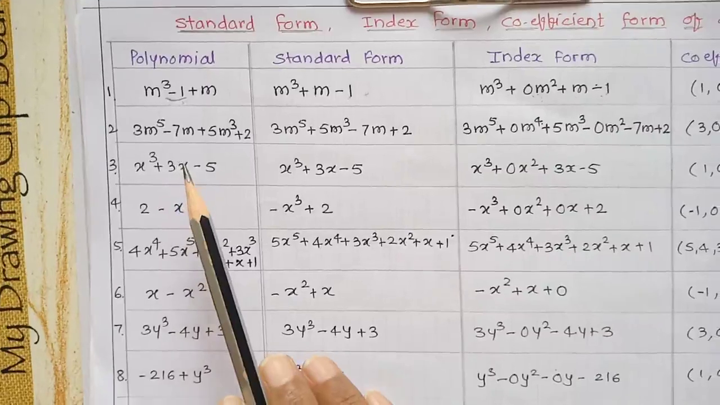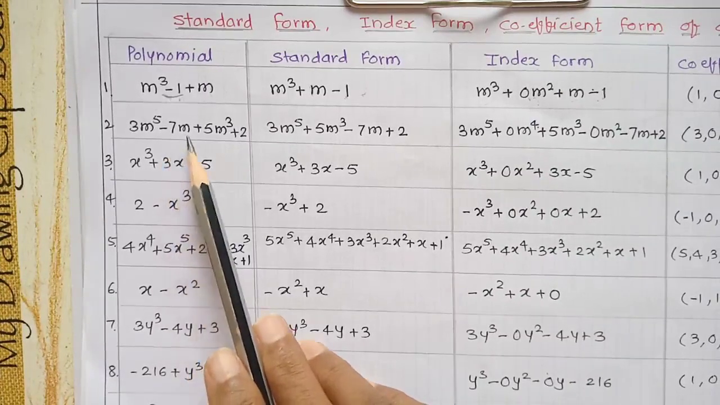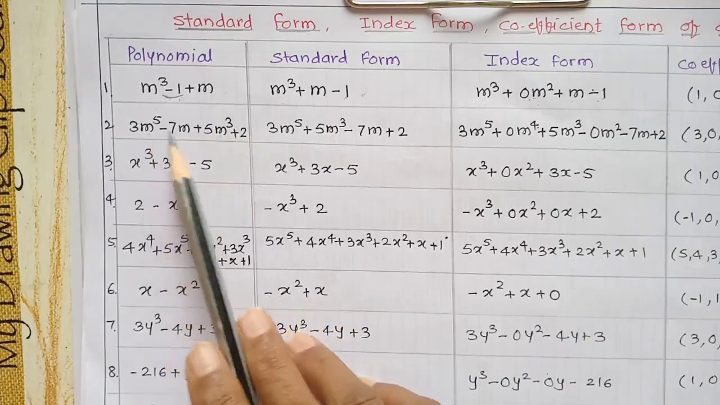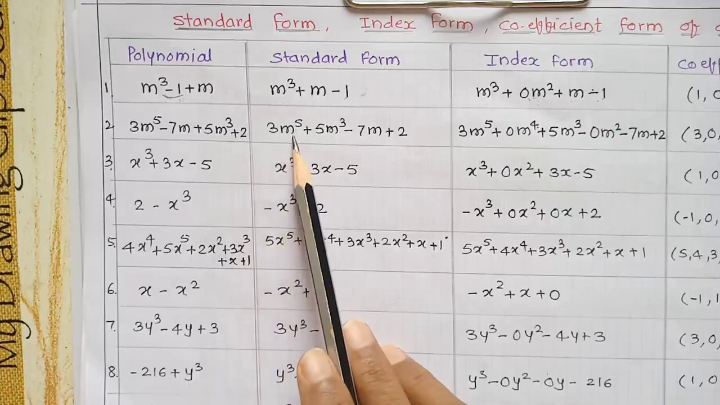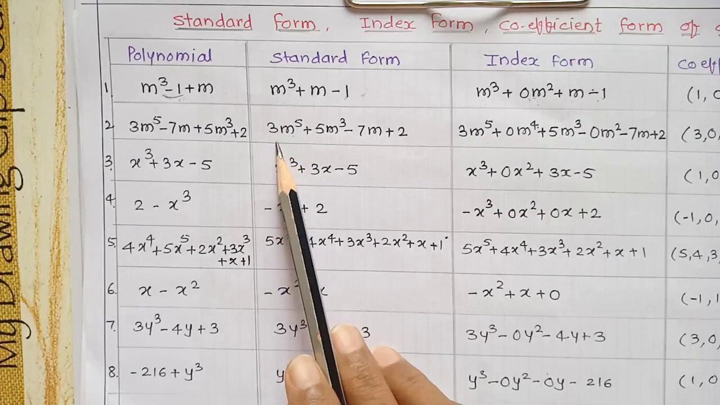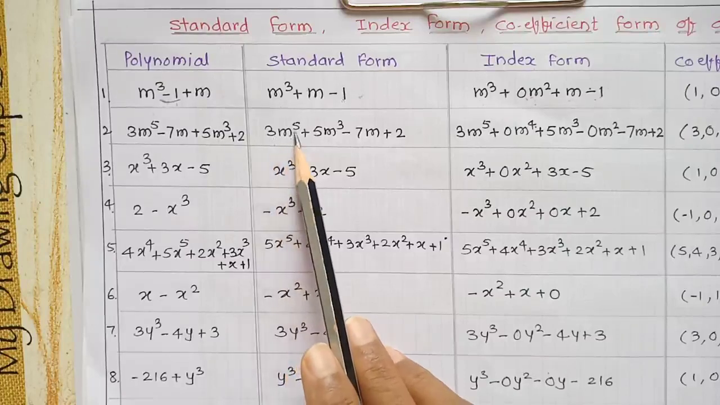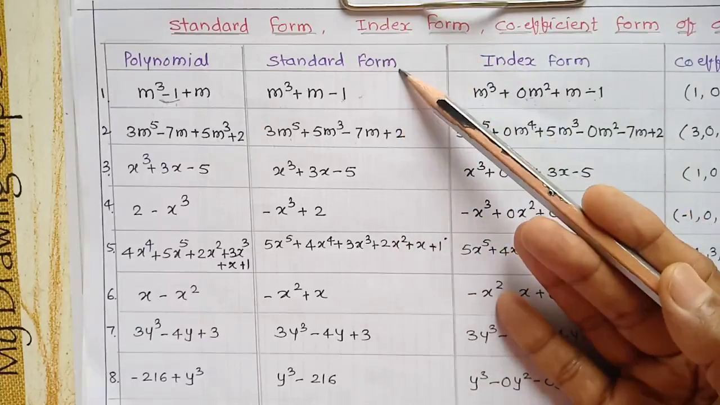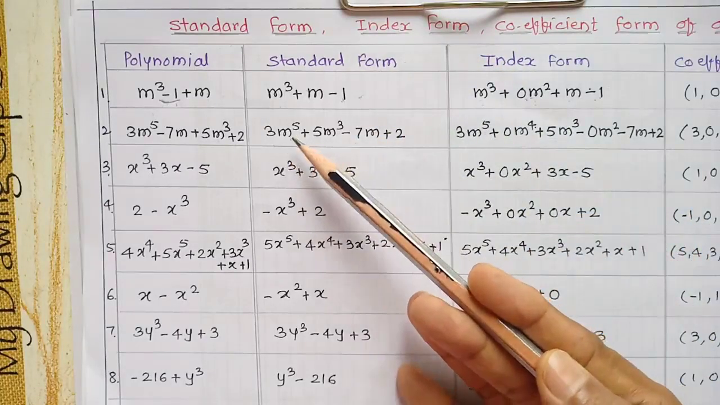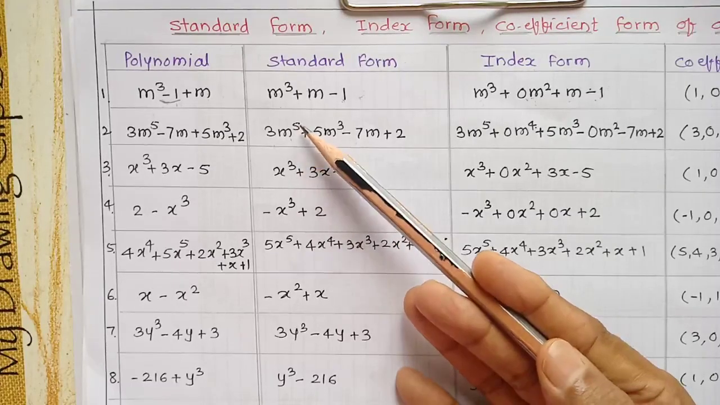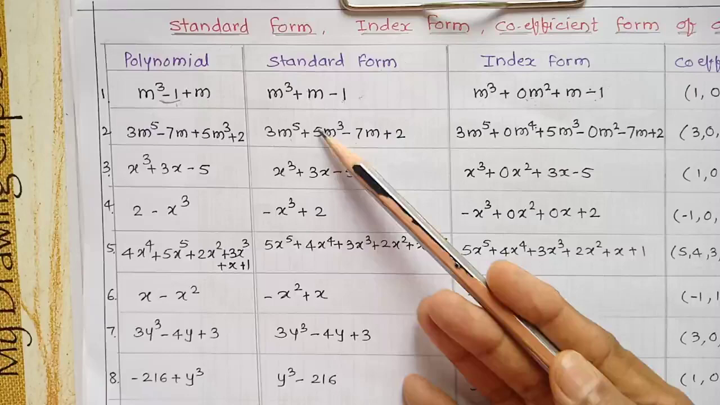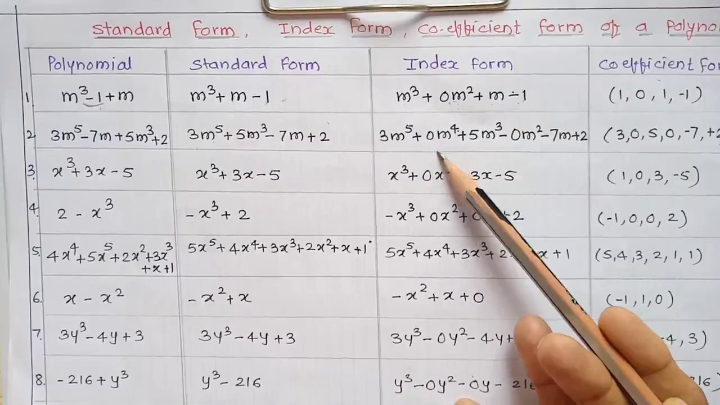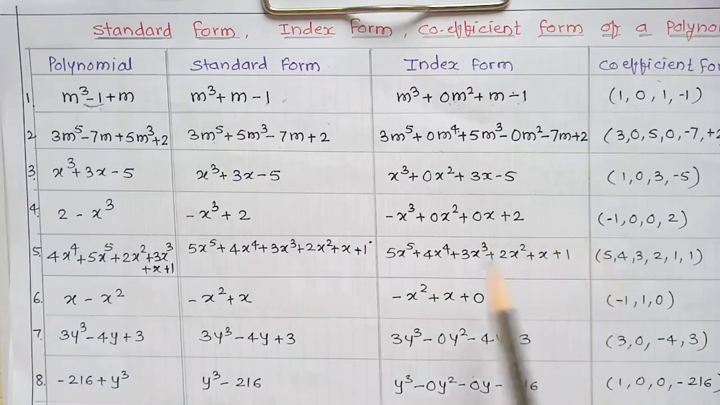Similarly we are taking this polynomial 3m raised to 5 minus 7m plus 5m cube plus 2. See children, here the indices are not arranged accordingly, so we have to arrange them in descending order. Therefore we have written 3m raised to 5 plus 5m cube minus 7m plus 2 in standard form. In standard form, always remember we have to arrange the indices of the variables in descending order. And in index form we have to add the missing terms accordingly. That means we have to add 0 m square and all that.